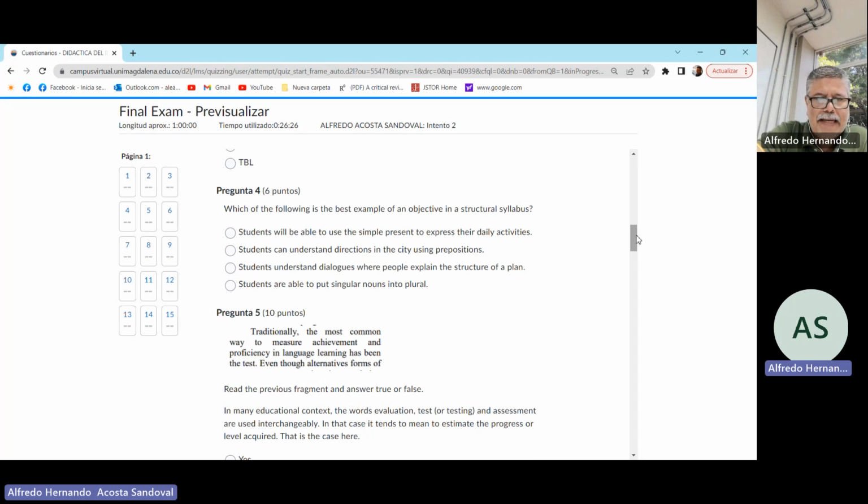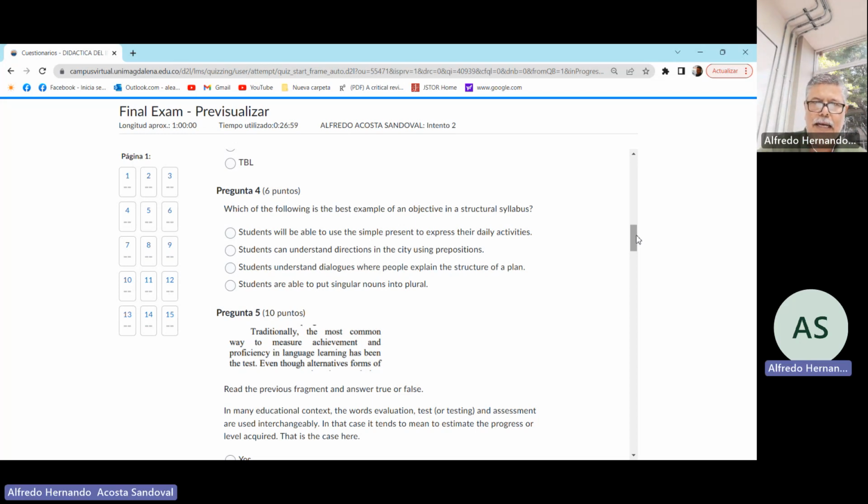Which of the following is the best example of an objective in a structural syllabus? I guess that this is one of the most tricky questions. Well, at least challenging questions. When I ask for a structural syllabus, many of the four that you see there might be considered structural. For example, the first one says students will be able to use simple present to express their daily activities.